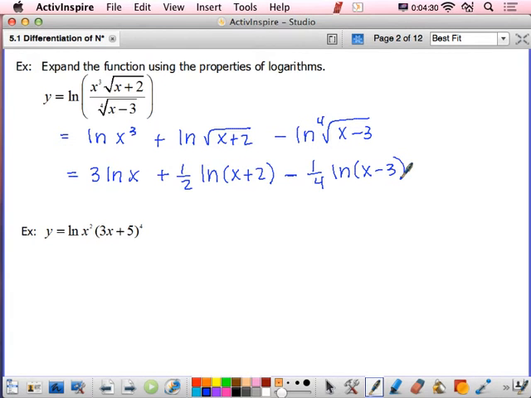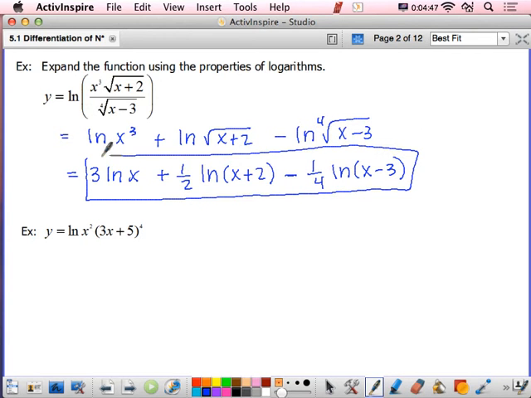Just remember to put parentheses on if there's a binomial after the log once you take the radical off. Any questions about that? That is considered fully expanded. If you stop on the previous step, it isn't. So you do have to apply the power property even to those radicals in order for it to be fully expanded. So I'll give you a chance to try the second one.